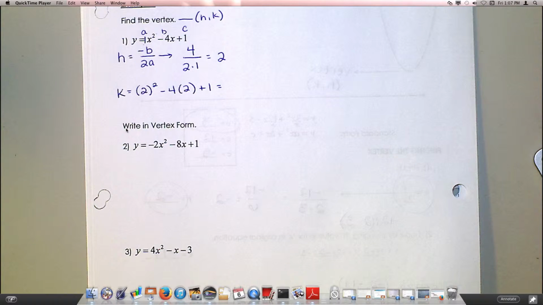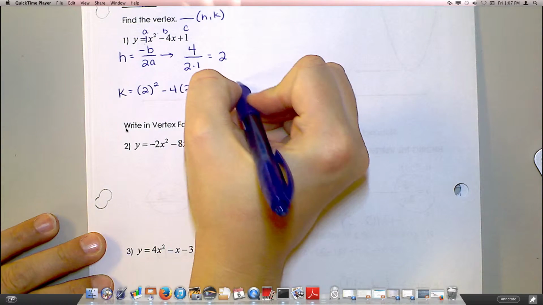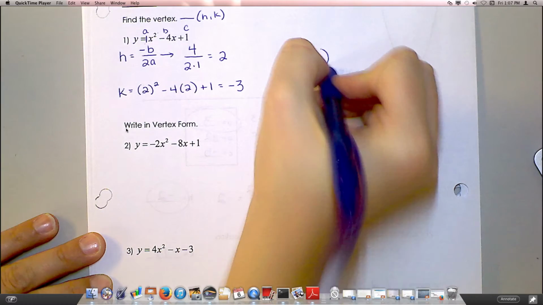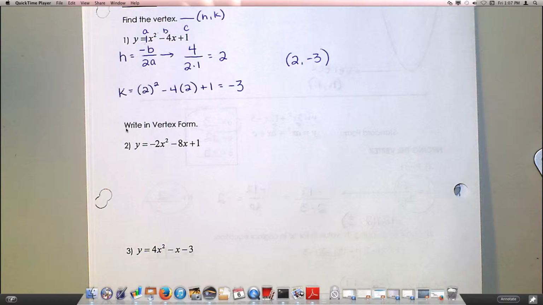So my vertex is just (2, -3), because that's all it asked for: what's the vertex? Okay? That's pretty easy. Let's try it again.